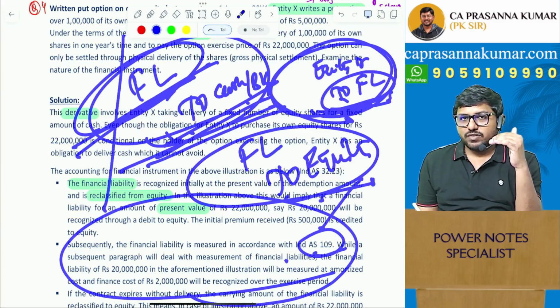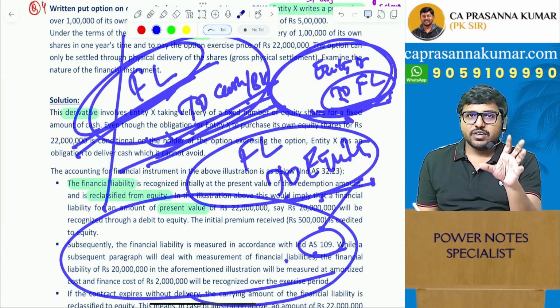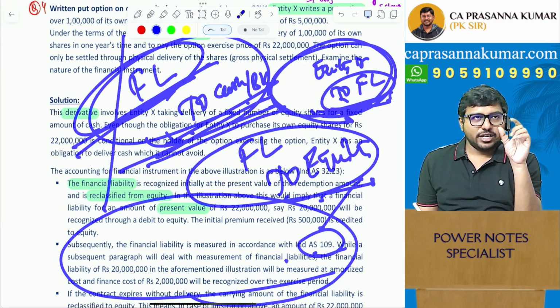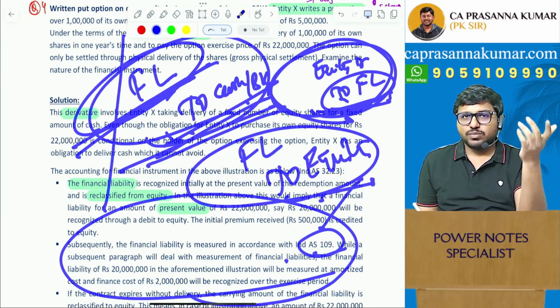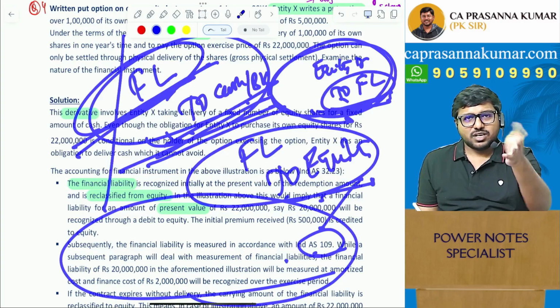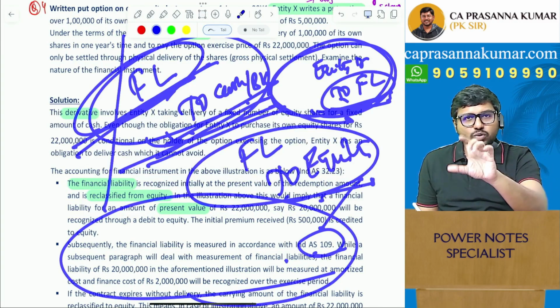So again, I repeat, initially your shares are under equity. Now, because you have created a financial liability by selling your put option, or writing your put option, therefore reduce it from the equity and create a financial liability. Therefore, equity to financial liability. Tomorrow, if he exercises the option, then you have to pay cash. Therefore, to cash or bank, and your financial liability has to be eliminated because you are paying cash now.